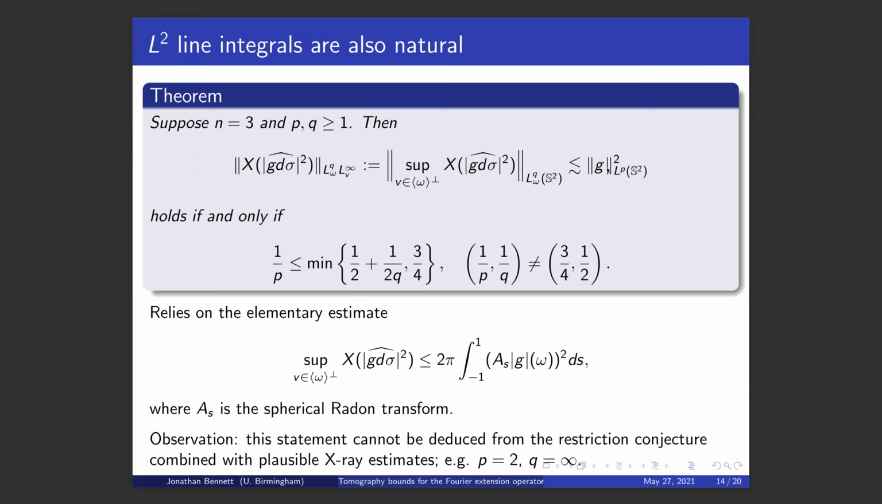And that's certainly something that doesn't follow from the restriction conjecture. The restriction conjecture just tells us that G d sigma hat belongs to a certain LP space. And the X-ray transform does not map LP into L infinity for any P. One can always find an LP function with a very, very high ridge upon which the X-ray transform is infinite.